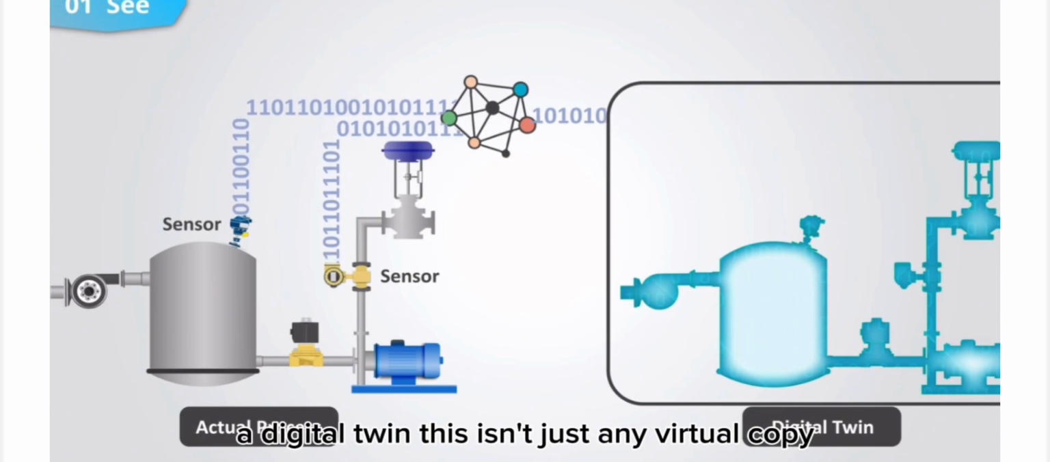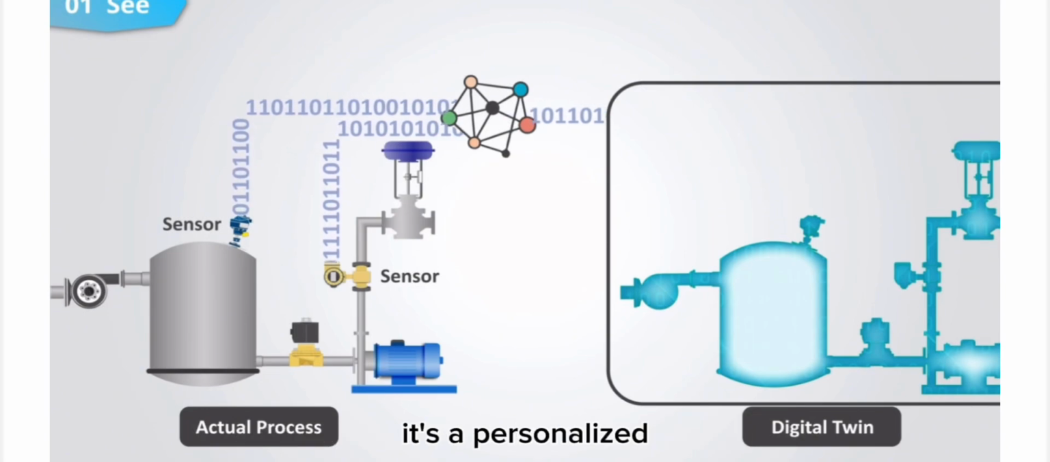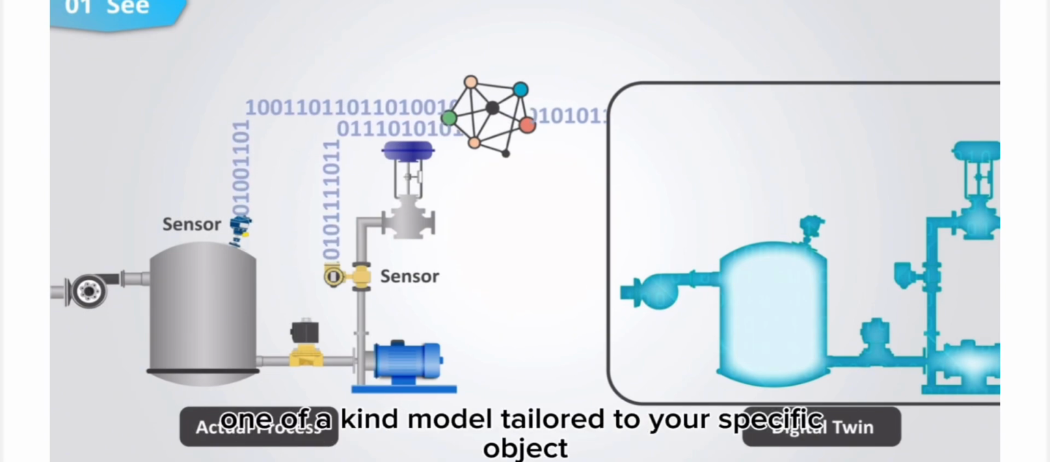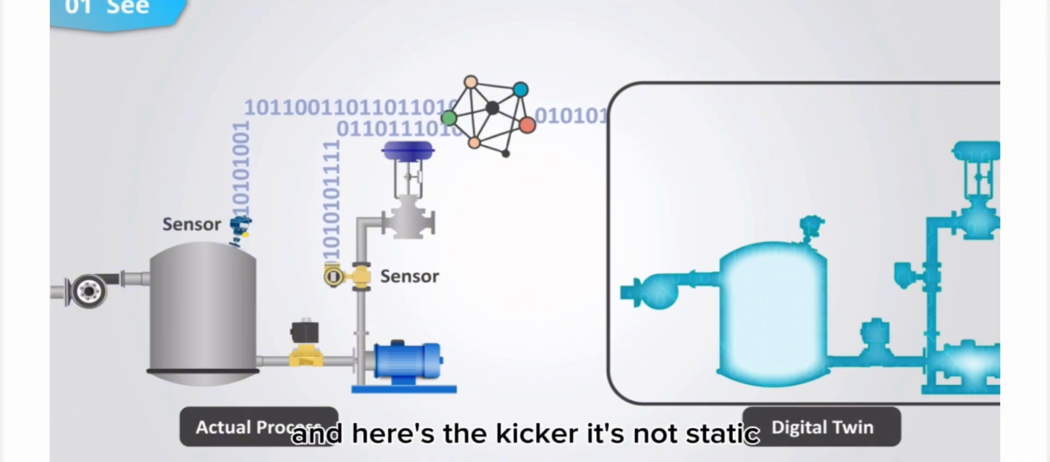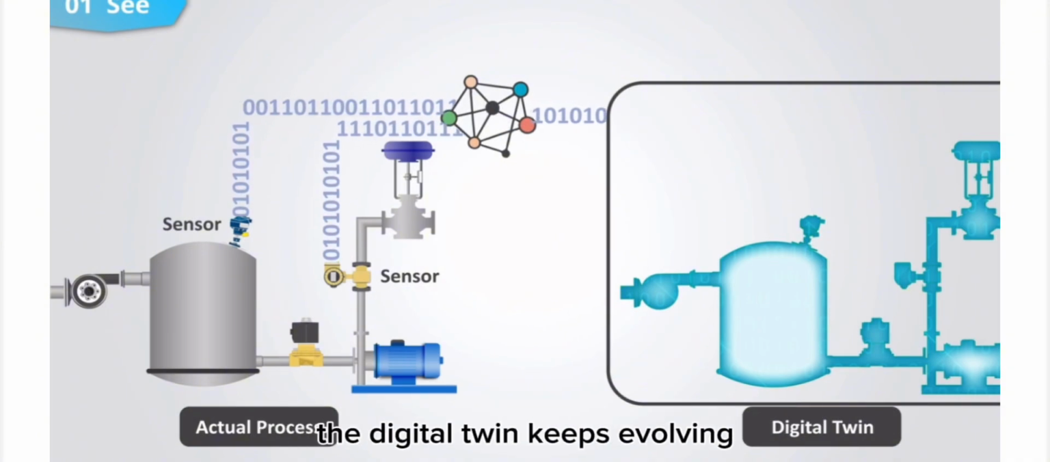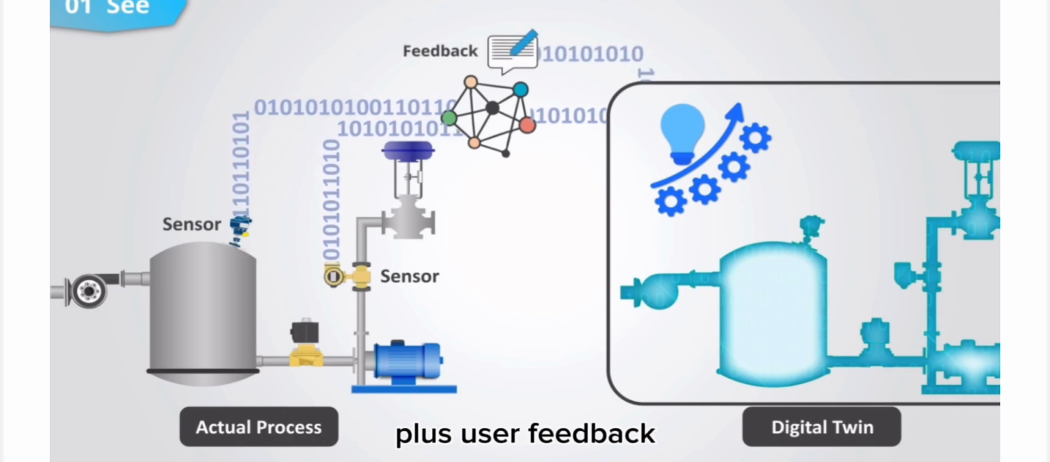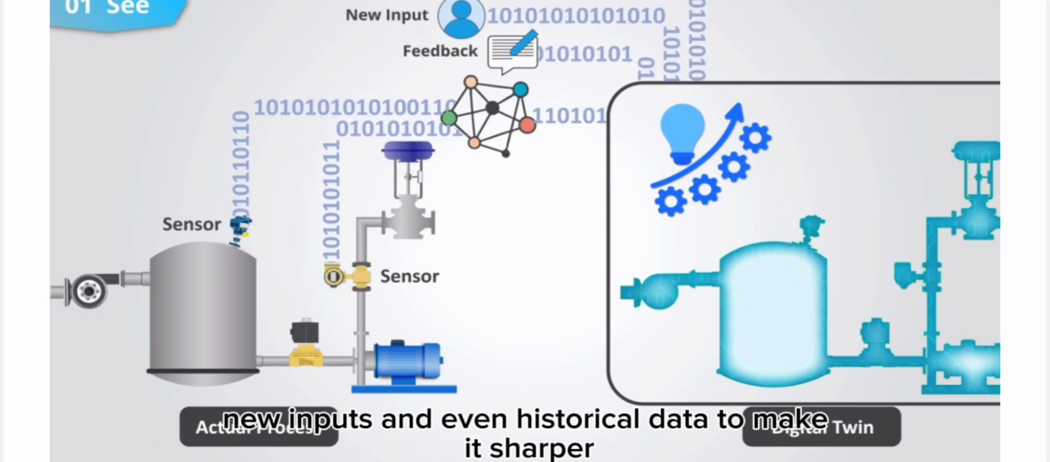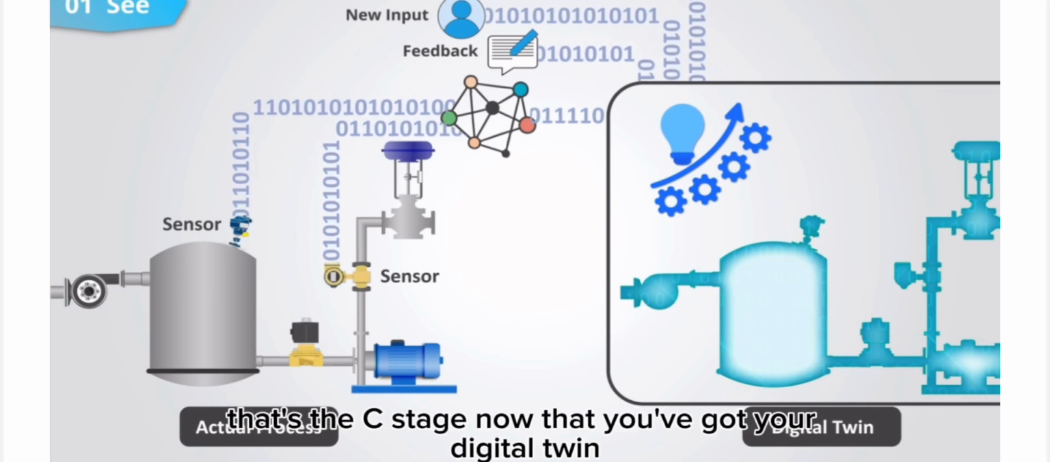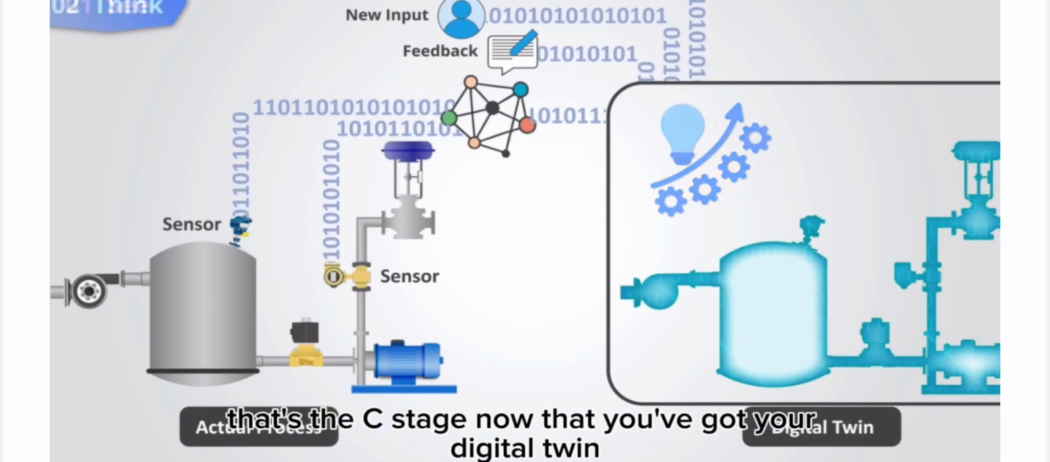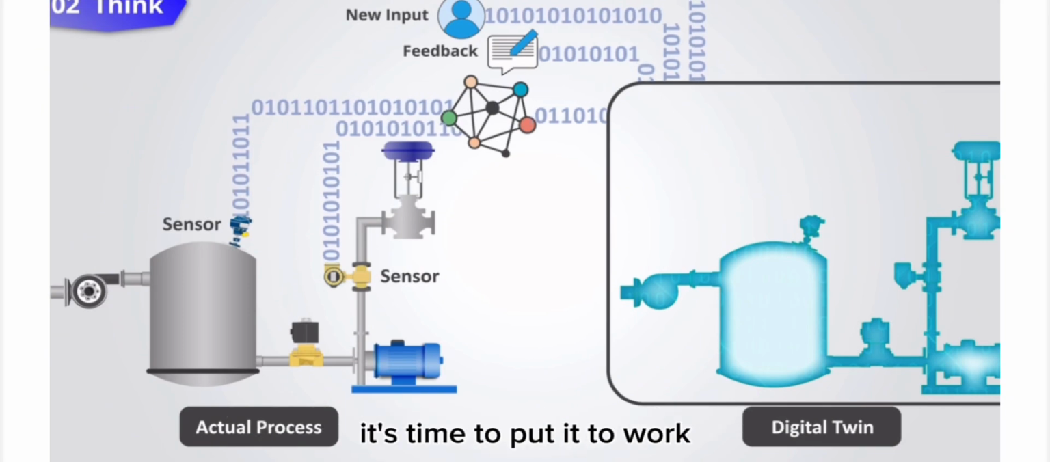This isn't just a virtual copy. It's a personalized, one-of-a-kind model tailored to your specific object. And here's the kicker: it's not static. The digital twin keeps evolving, thanks to a steady flow of fresh sensor data plus user feedback, new inputs, and even historical data to make it sharper. That's the see stage. Now that you've got your digital twin, it's time to put it to work.